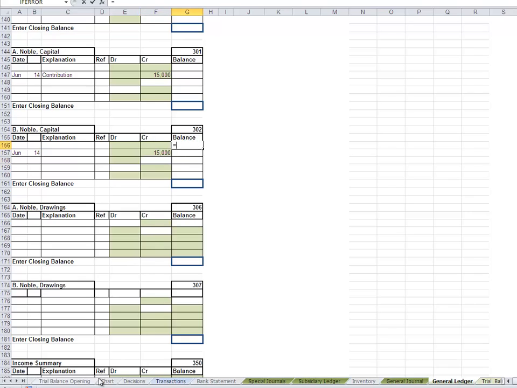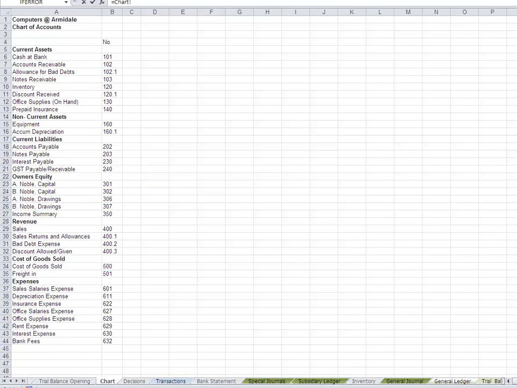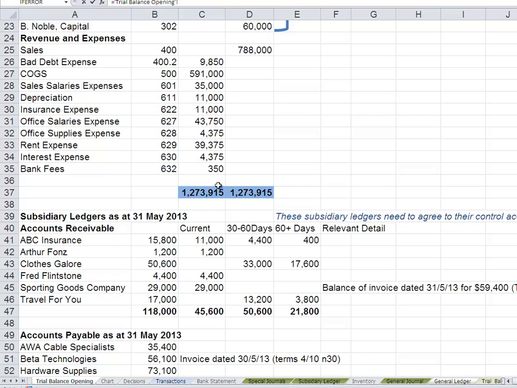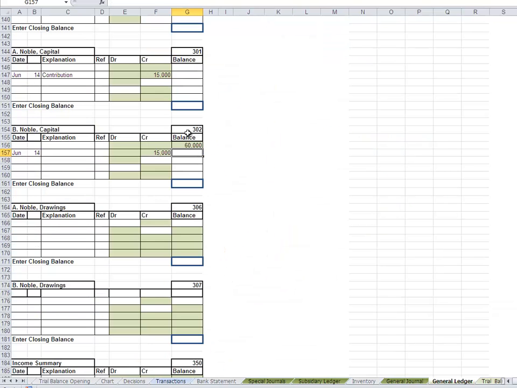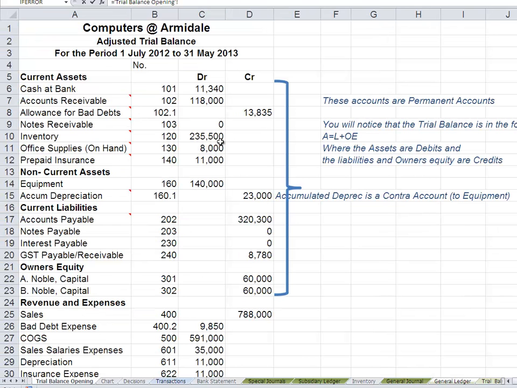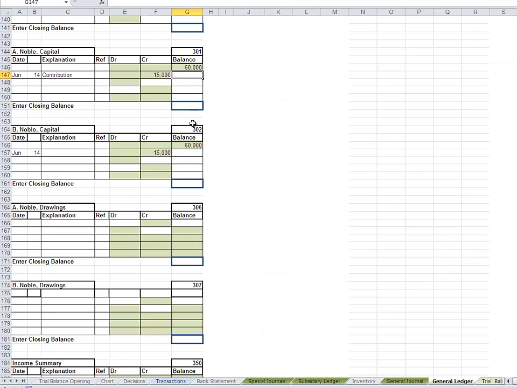Opening balance, go to the chart of accounts, not the chart of accounts, opening trial balance. Made this really big. Opening trial balance, A Noble 60,000, and B Noble, I got those the wrong way around, but they've got the same amount, so they'll balance. Trial balance opening, 60,000, and this one is in fact 23, not 22. Won't look any different.